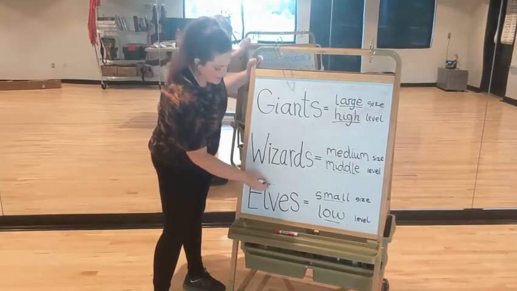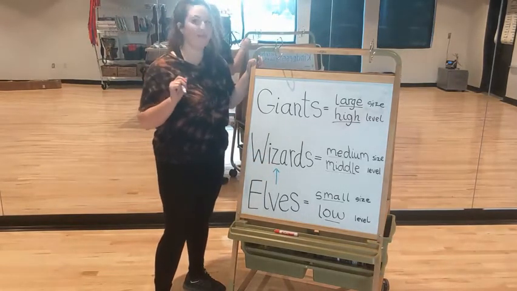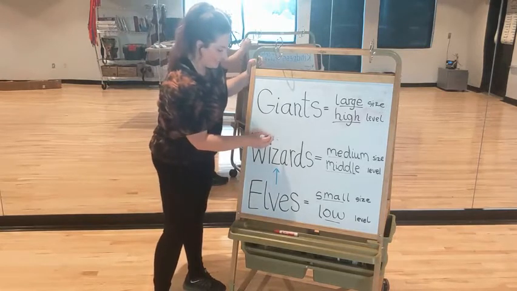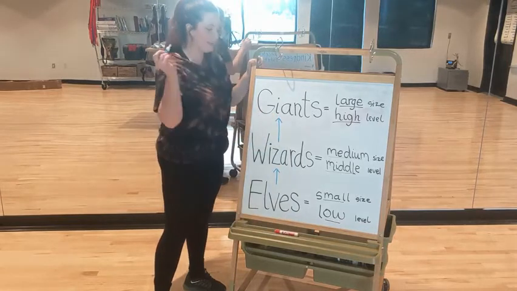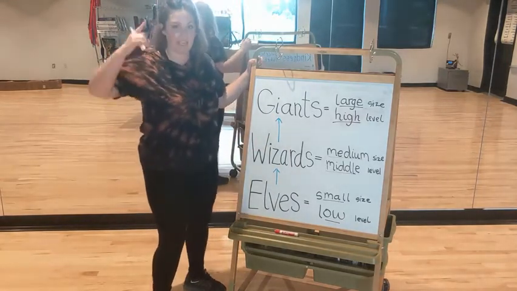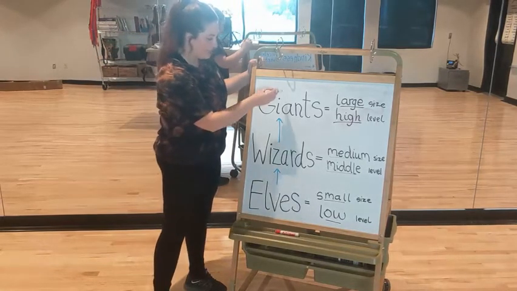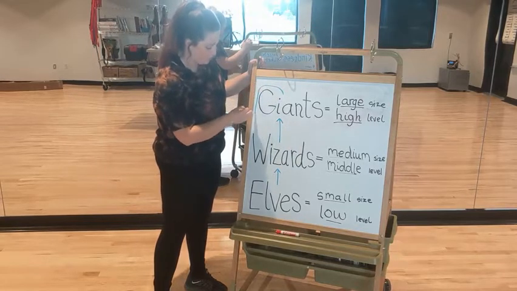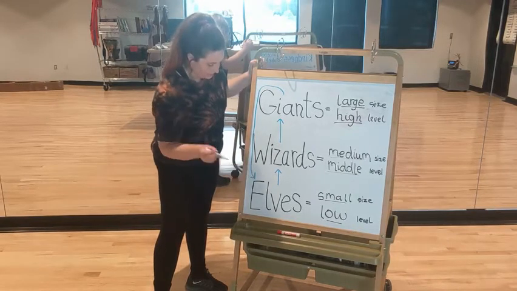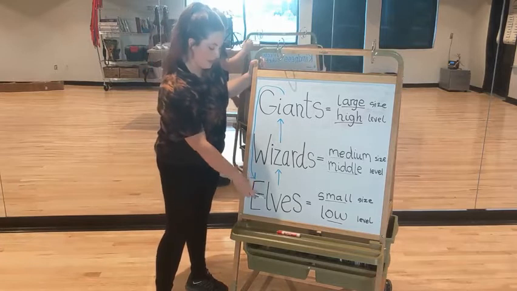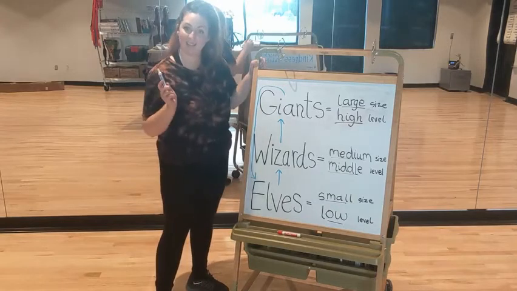So in this case, elves beat wizards because they're small and tricky and impervious to magic. Now wizards, they beat giants because they are magical and quite intelligent, so they can outwit the giants. And giants can use their height and their strength to beat the elves. So elves beat wizards, wizards beat giants, and giants beat elves.